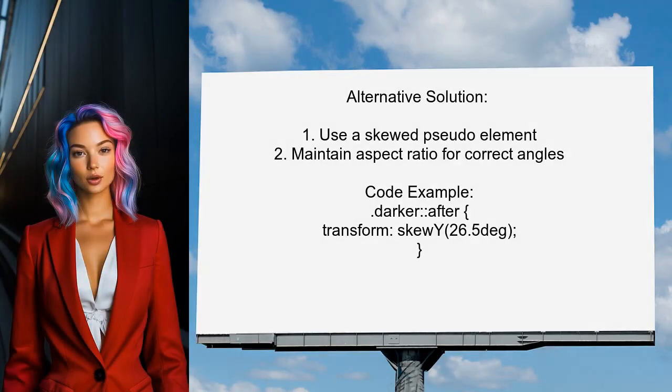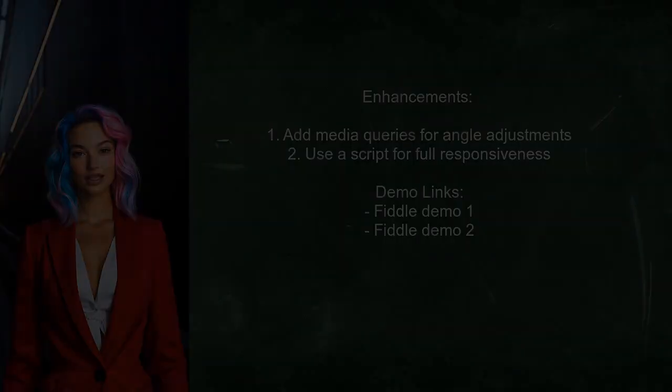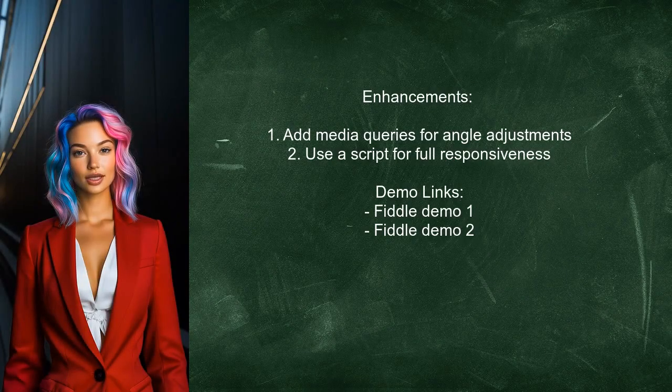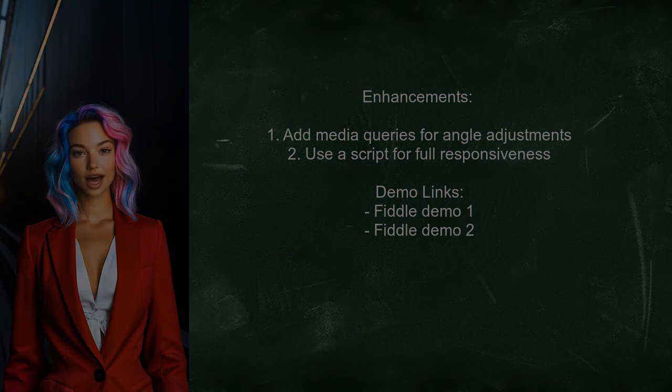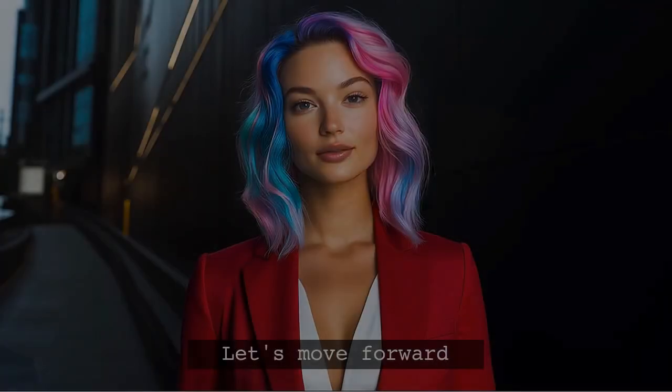An alternative approach to dividing a rectangle into two triangles is to use a skewed pseudo-element. The key is to maintain the aspect ratio to ensure the sloped angle appears correctly. You can also add media queries to adjust the angle for different screen sizes, or use a small script to make the design fully responsive. Let's move forward and look at another answer.